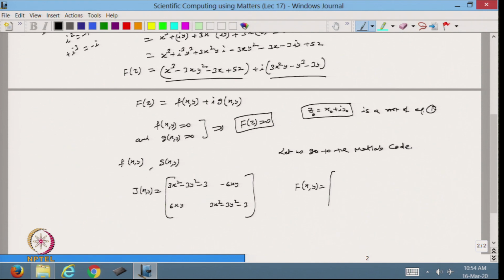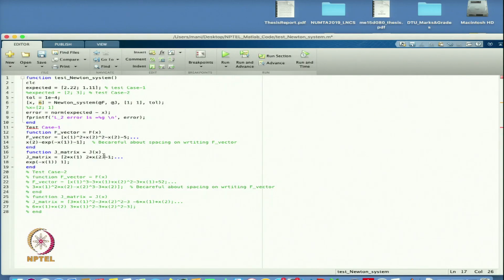And my vector will be f xy and g xy. Okay, so this is the way we have defined it. Let us write my jx here. Now my jx is defined. As in the previous one, we have defined the jx. So, jx was 2x, then 2y minus 1, e raised to power minus x, and 1. That is my Jacobian.